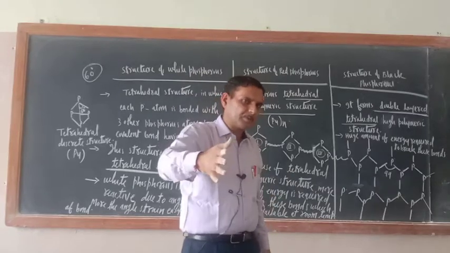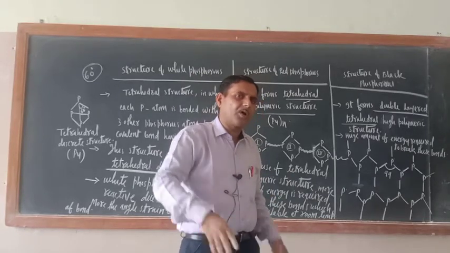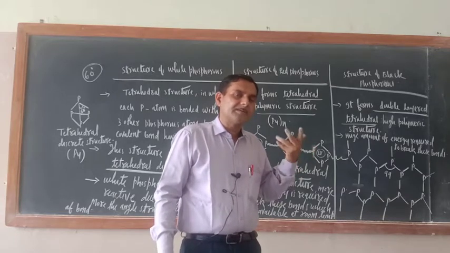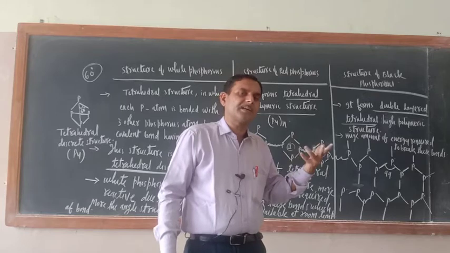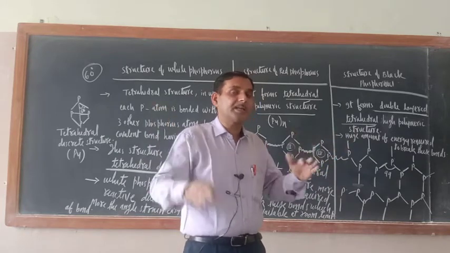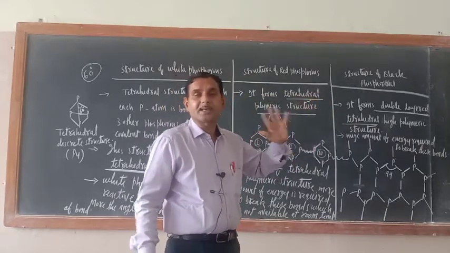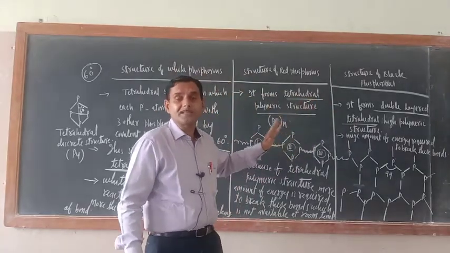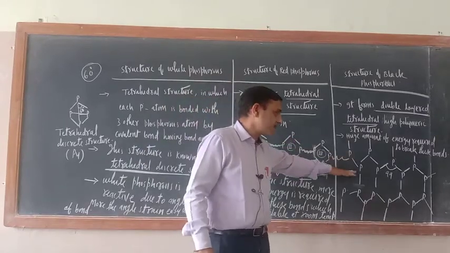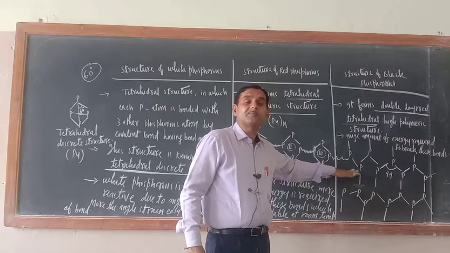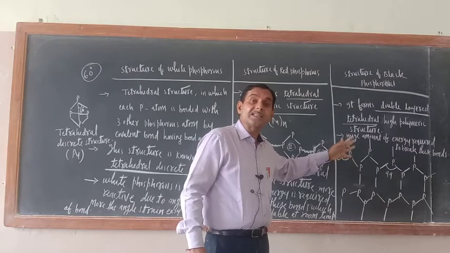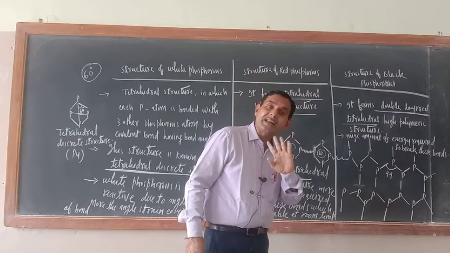If so much energy is required to break those bonds, then that much energy should be available in the atmosphere, and only then will those bonds be broken. And you know that in the atmosphere, only a limited amount of energy is available. So what happens? That much energy is not available to break this bond. That is why black phosphorus is highly stable, hence least reactive.